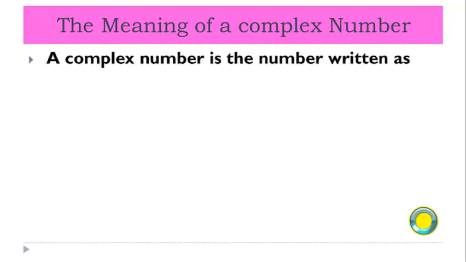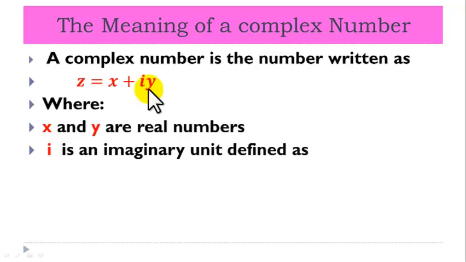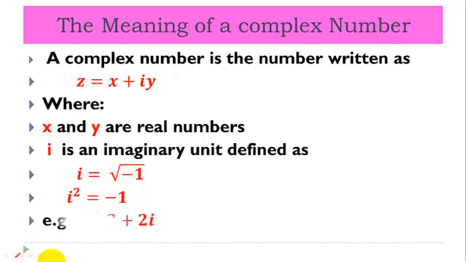A complex number is a number written as z equal to x plus iy, where x and y are real numbers and i is an imaginary unit defined as i equal to square root of -1, or upon squaring both sides, i squared is equal to -1. A typical example of a complex number is z equals 3 plus 2i, where in this case x is 3 and y is 2.